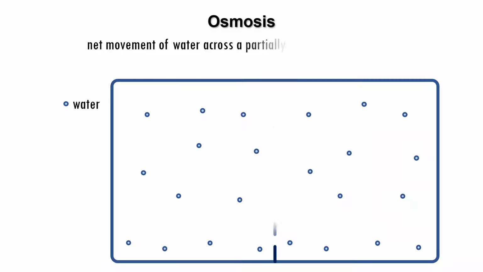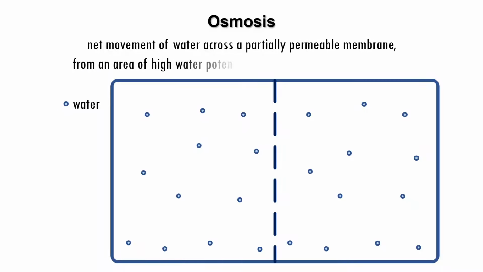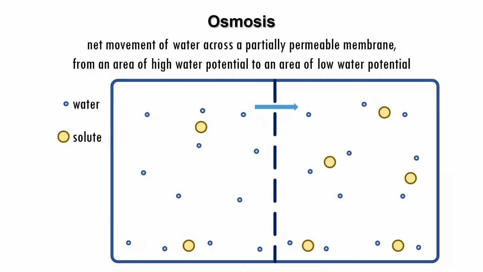Now let's talk about osmosis. Osmosis is just a special kind of diffusion. Osmosis is the net movement of water molecules across a partially permeable membrane from an area of high water potential to an area of low water potential. In other words, water moves from where there are more free water molecules to where there are fewer.